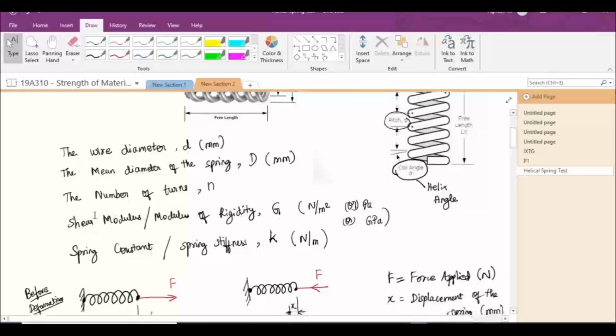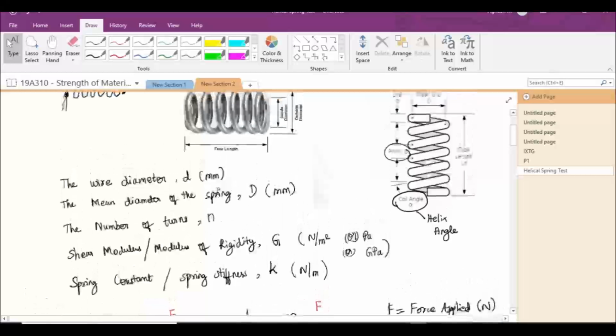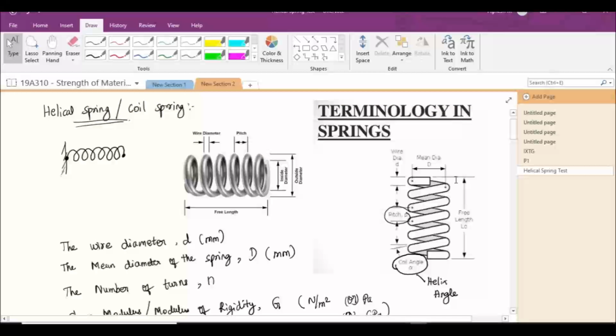And the number of turns of the spring is another important parameter, which is represented by small n. How many turns are there in the coil spring is the number of turns, parameter small n. So in this spring, the number of turns is 1, 2, 3, 4, 5, and 6. There are 6 turns in this coil spring.